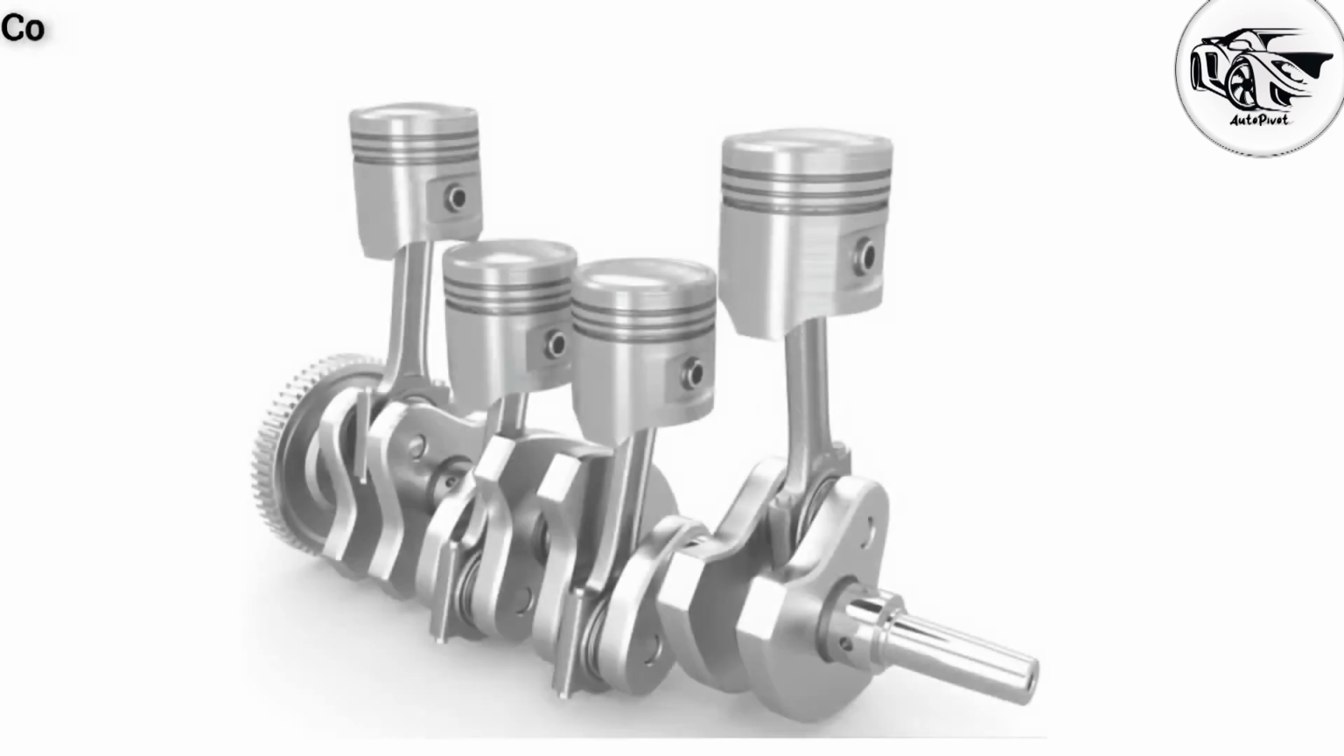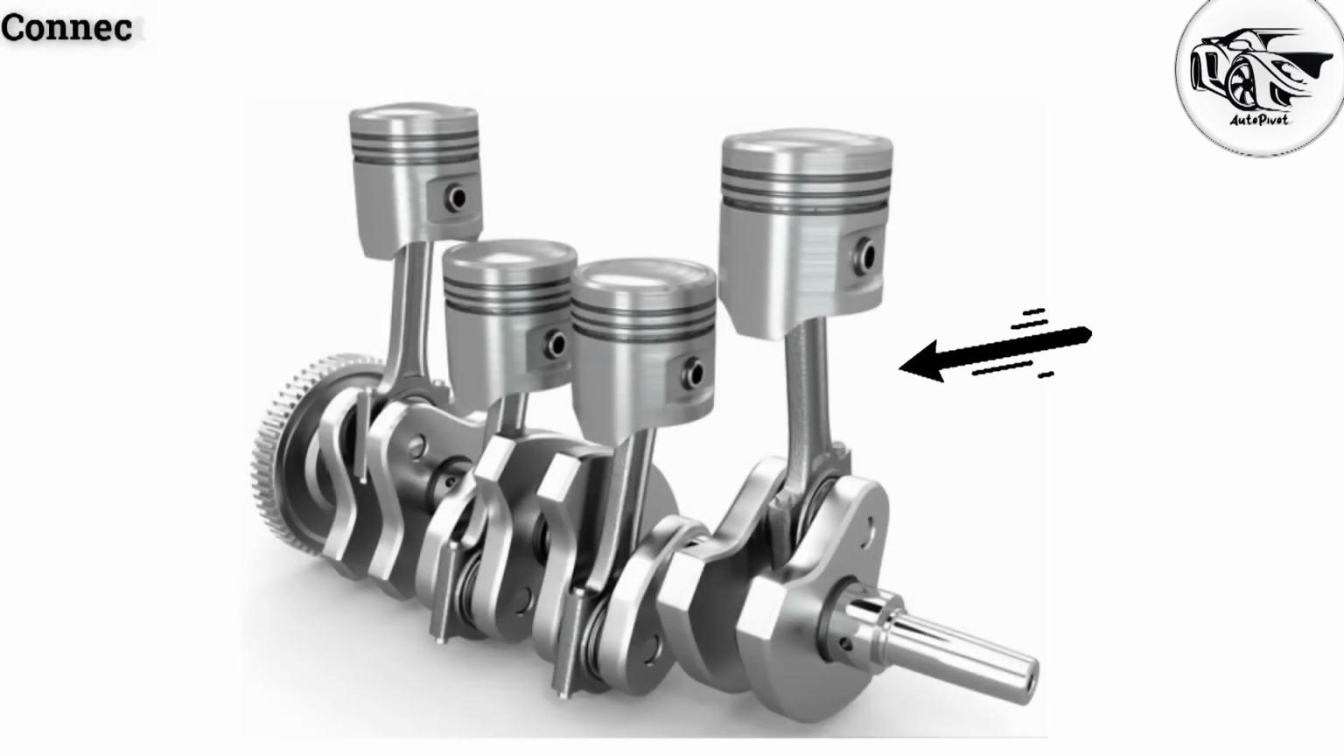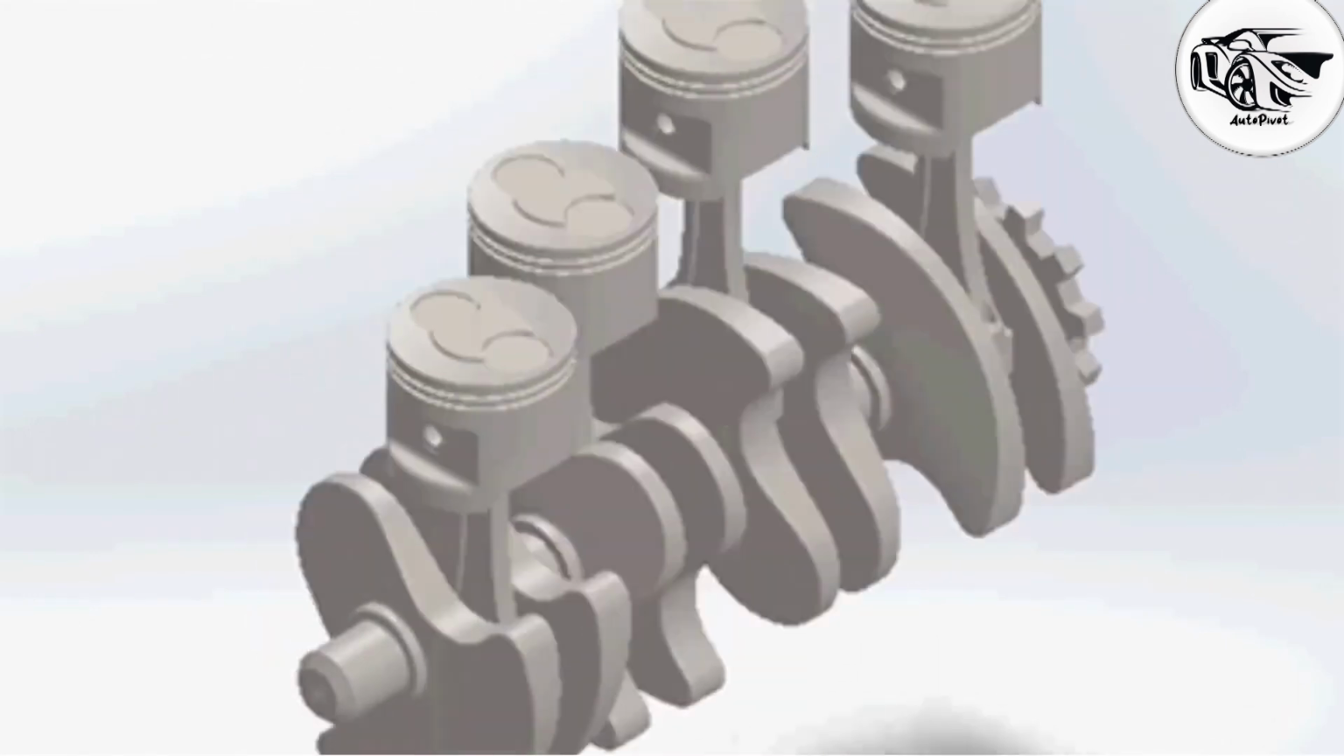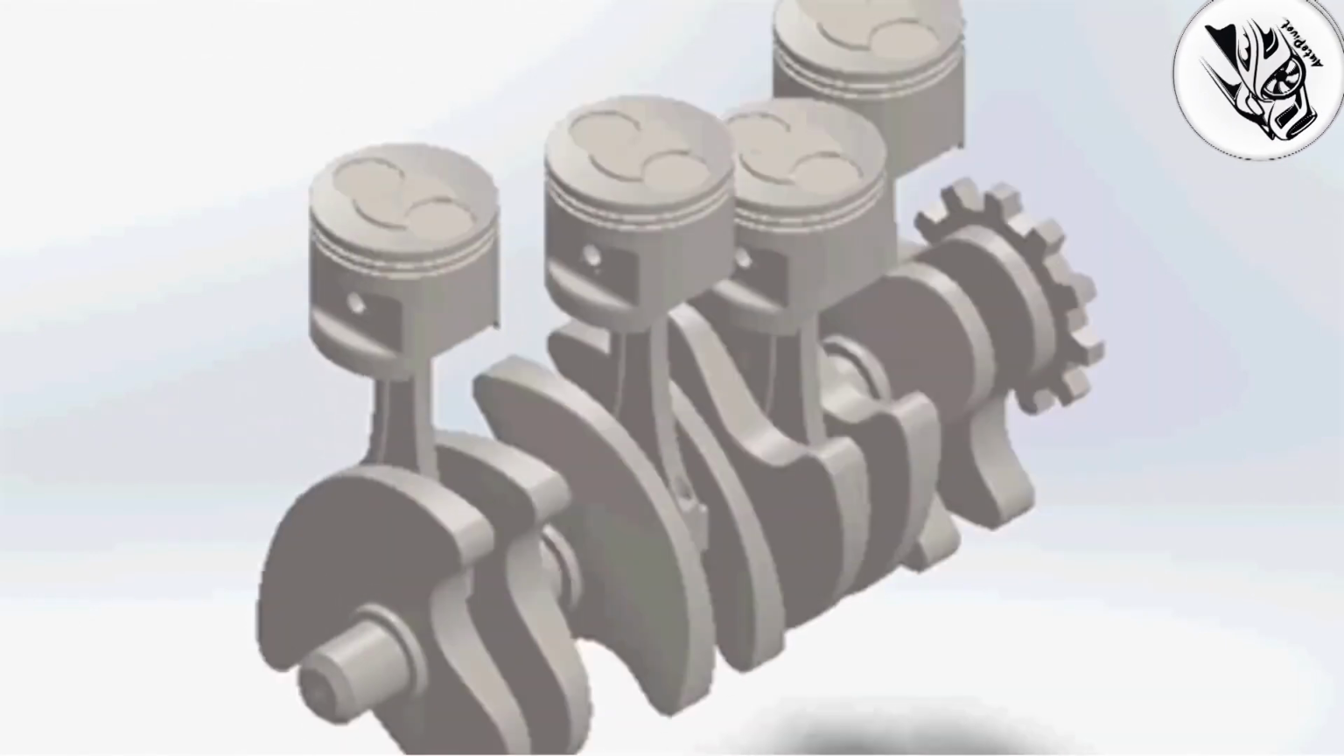Connecting rod. It is fitted in between the piston and crankshaft. The main function of the connecting rod is to convert the reciprocating motion of the piston into the rotary motion of the crankshaft.